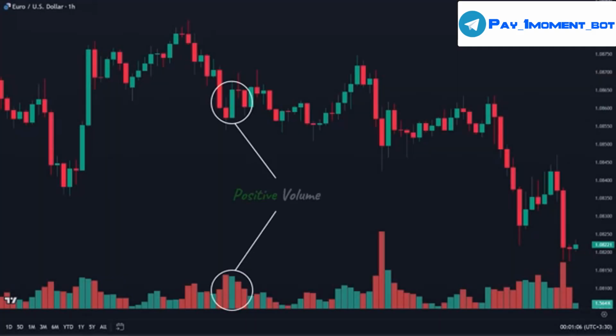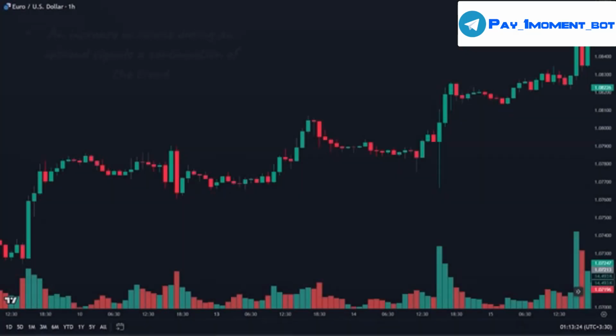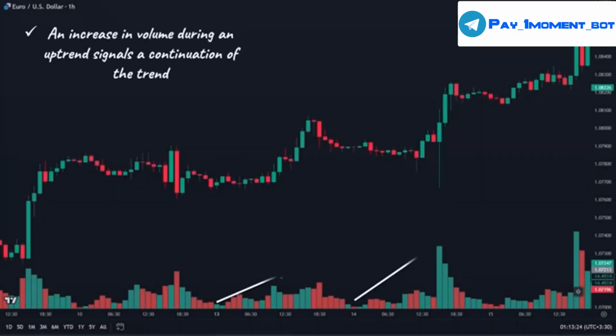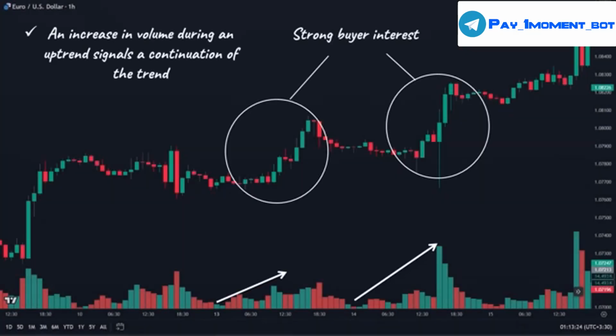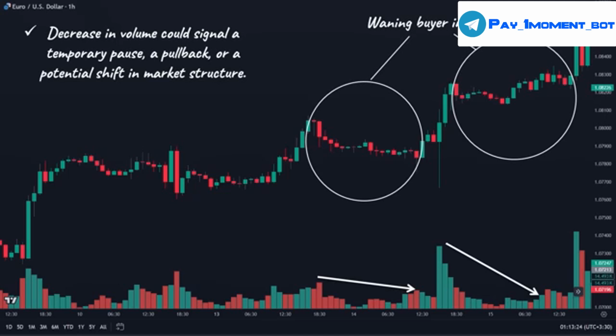Green bars indicate positive volume, suggesting bullish momentum in price, while red bars indicate negative volume, suggesting bearish momentum in price. The color of the bar depends on whether the candle closed above or below its opening price. An increase in volume during an uptrend signals a continuation of the trend, indicating strong buyer interest. Conversely, a decrease in volume during an uptrend suggests waning buyer interest and could signal a temporary pause, a pullback, or a potential shift in market structure.